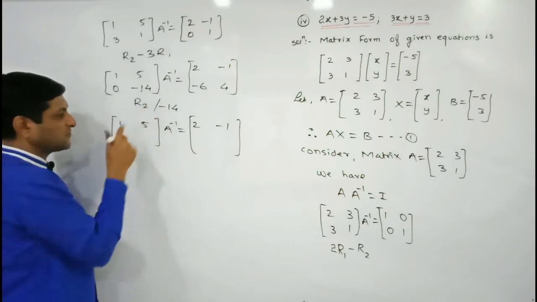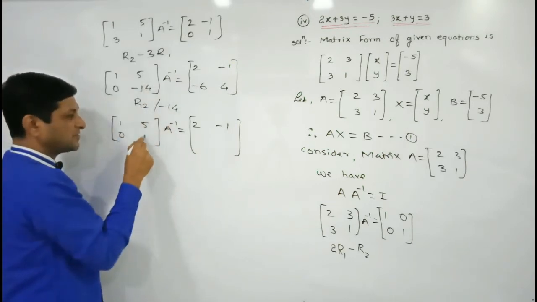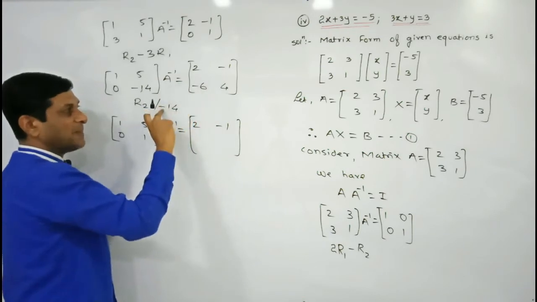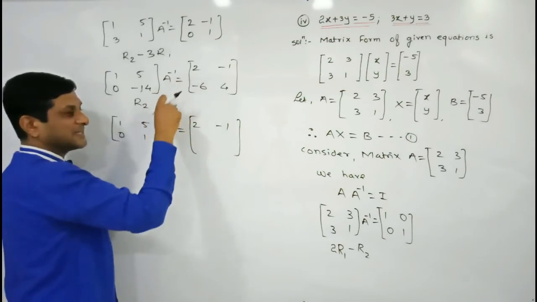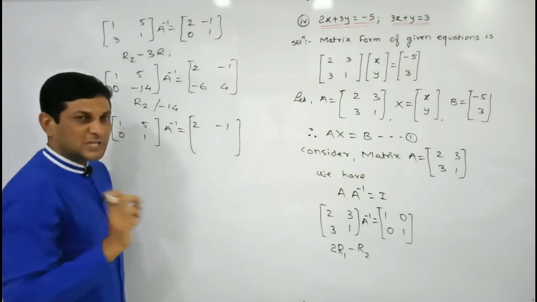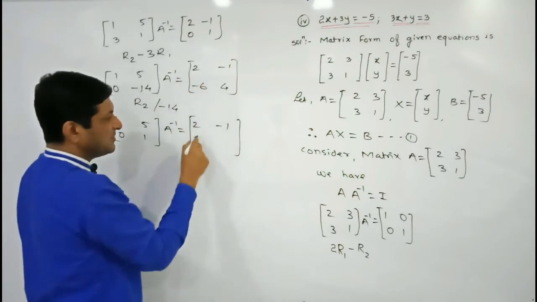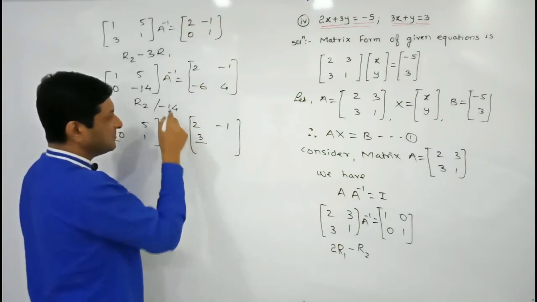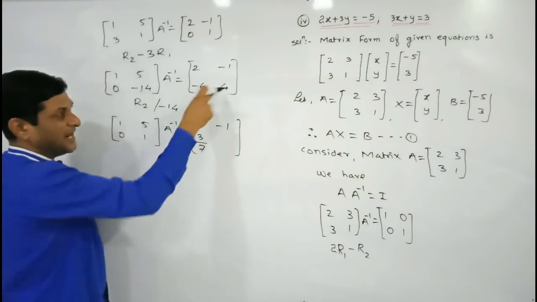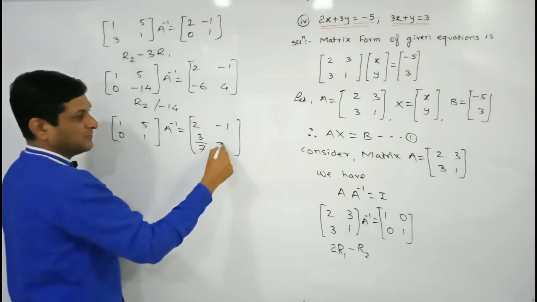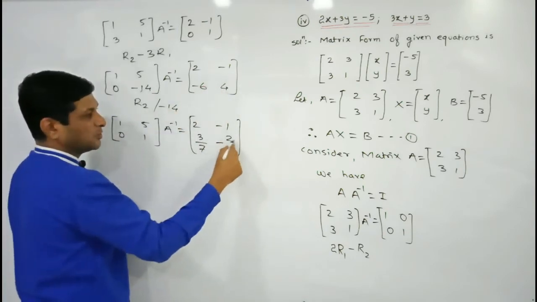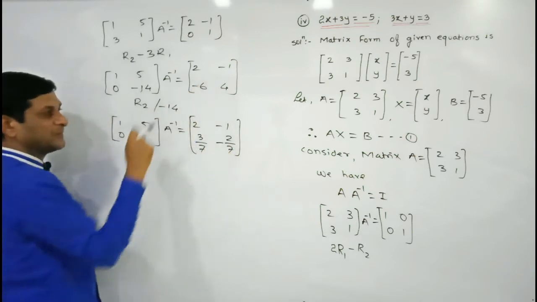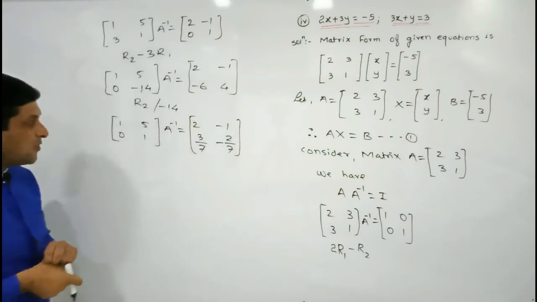Now divide the elements of R2 by minus 14. 0 upon minus 14 is 0. Minus 14 upon minus 14 is 1. Minus 6 upon minus 14: minus minus will cancel, and 6 and 14 are both divisible by 2. So dividing by 2 we will get 3, and dividing here by 2 we will get 7. And 4 upon minus 14 will be minus 2 by 7. Both numbers are divisible by 2. In this way we have got 1 here.